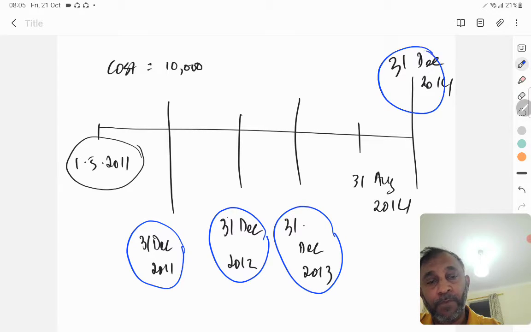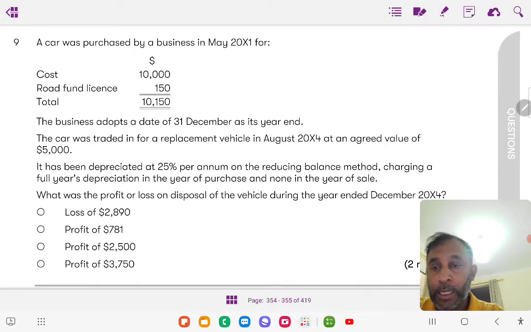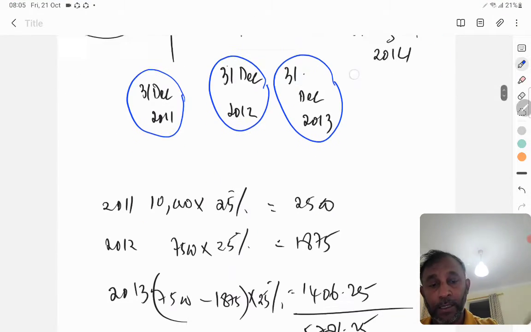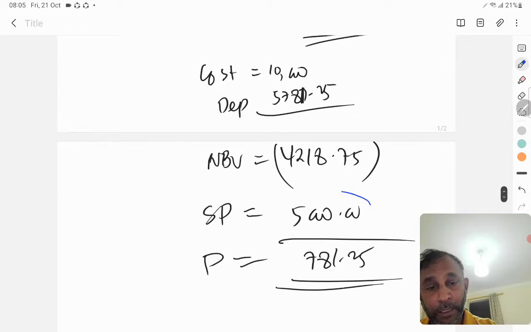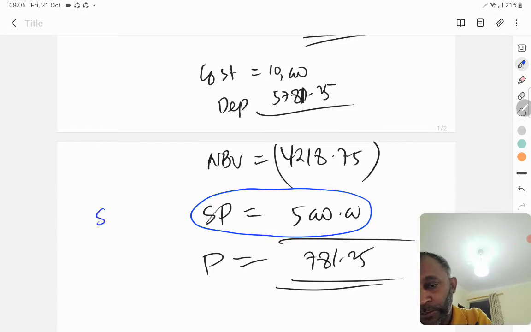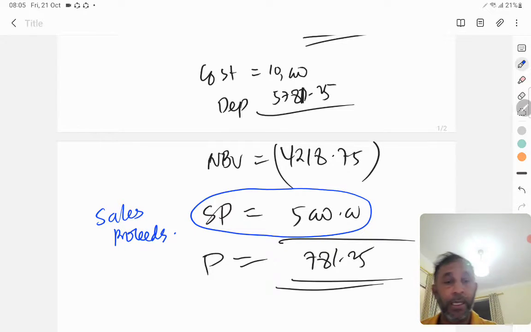So if you see, I have highlighted 1, 2, 3, 4 years here. The car was traded in for a replacement vehicle in 2014 at an agreed value of 5,000. So it is merely a sale. The value of the sale is 5,000. The sales proceeds from disposing the car is 5,000. So that has been agreed. Okay, then what do they say?